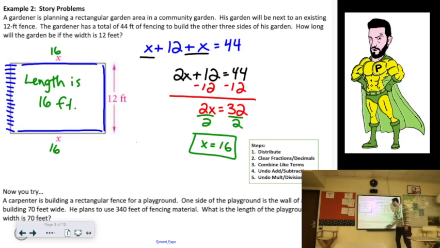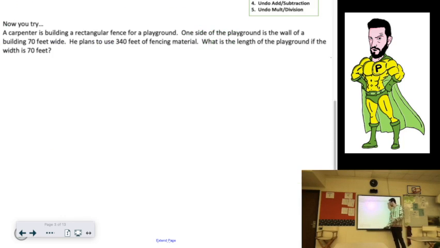But I want you to try this one. I'd recommend drawing it. We'll draw it together and then try it out. A carpenter is building a rectangular fence for a playground. One side of the playground is the wall of a building 70 feet wide. So let's say here's the wall of the building, and that is 70 feet. He plans to use 340 feet of fencing material. What is the length of the playground if the width is 70 feet?